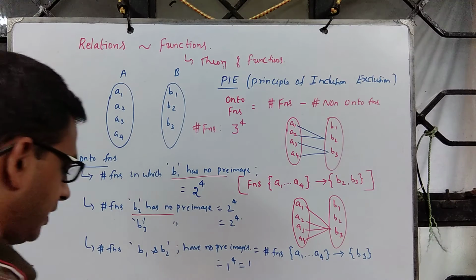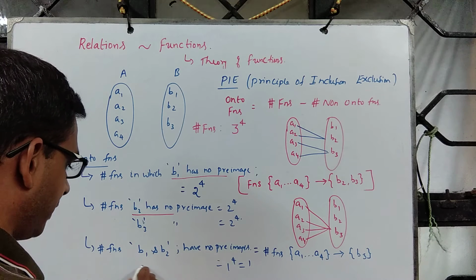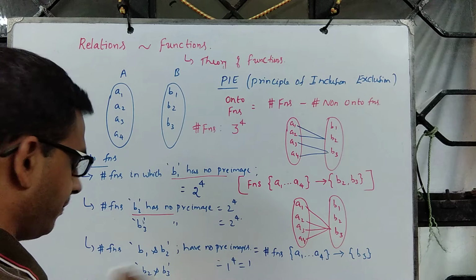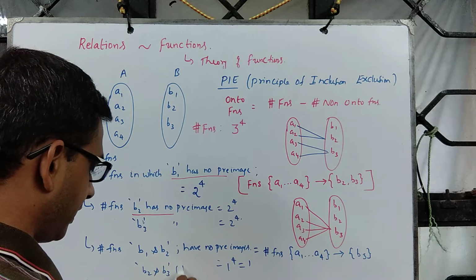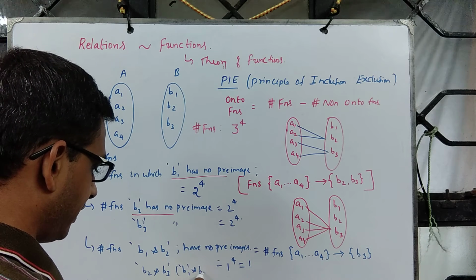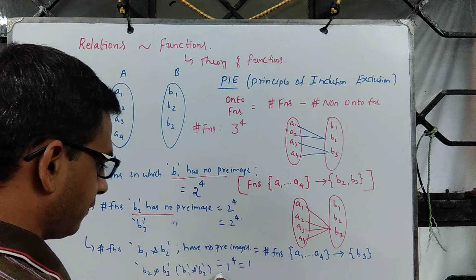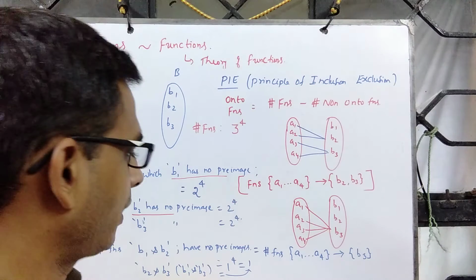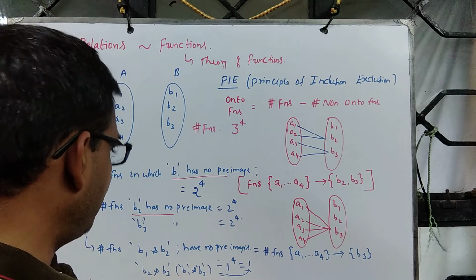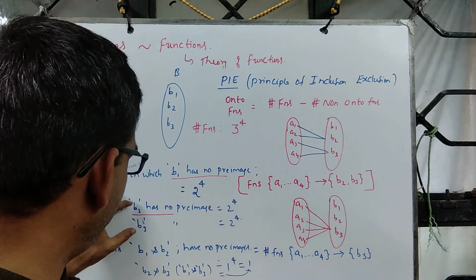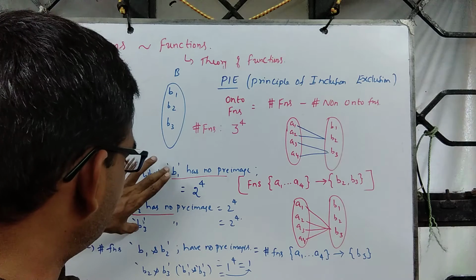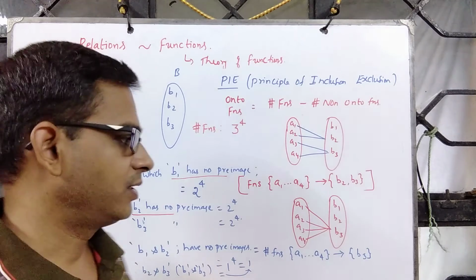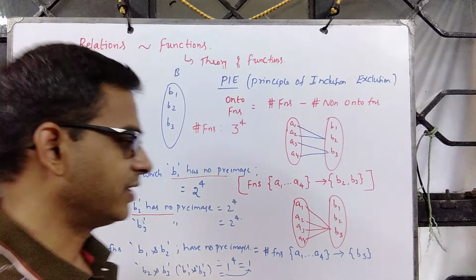On the similar line, you say not just B1 and B2, you look at B2, B3, and similarly B1 and B3. So all of this is again just 1. But such functions will be counted as part of these two, then as part of B1 and B3 as well. And that has to be subtracted, which we shall consider next.